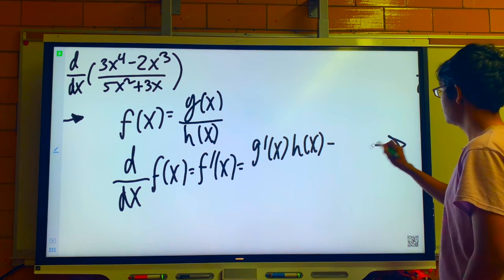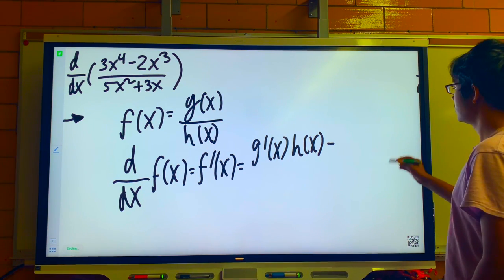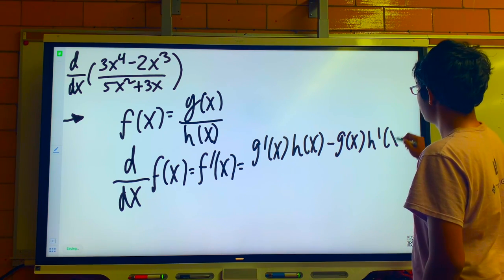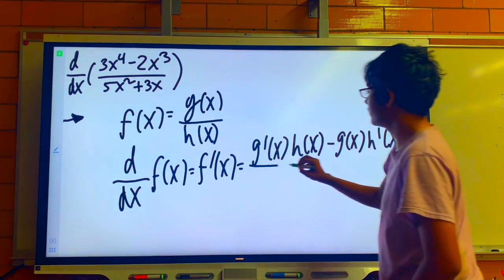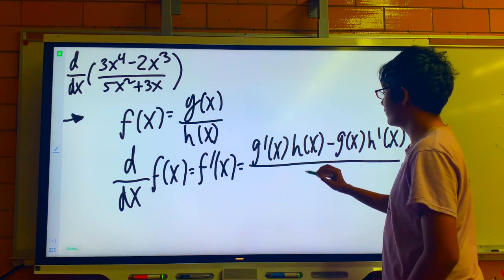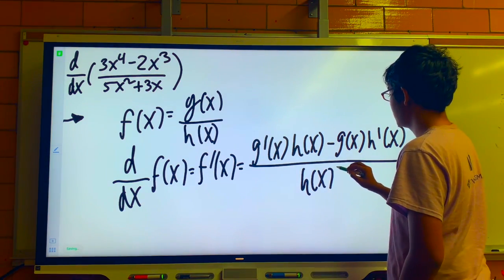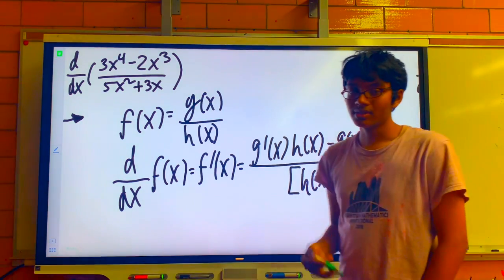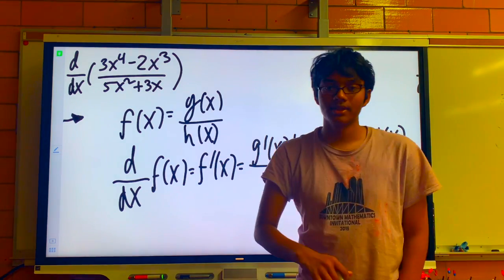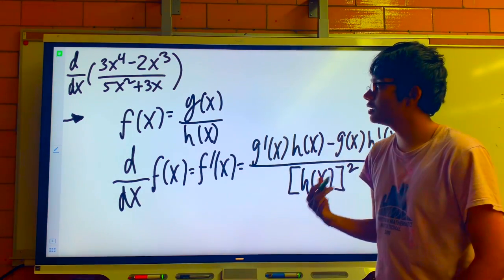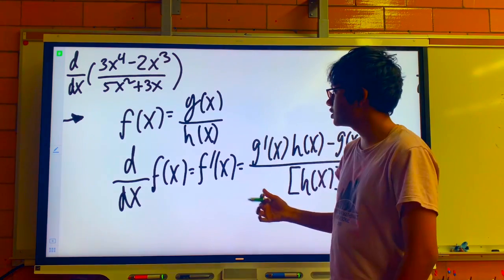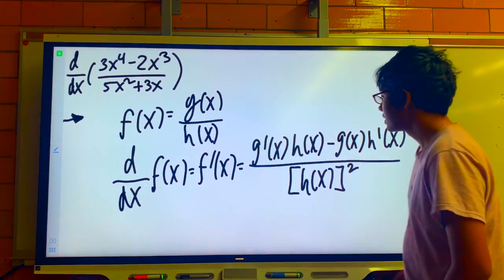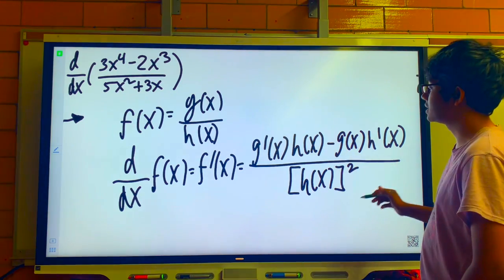Minus the derivative of my bottom function times my top function, all over my bottom function squared, so h of x squared. Right? So that's what the quotient rule is. It tells you how to evaluate the derivatives of a function that's the quotient of 2 other functions, or 2 other terms, or polynomials. So this is basically what the quotient rule states, right?